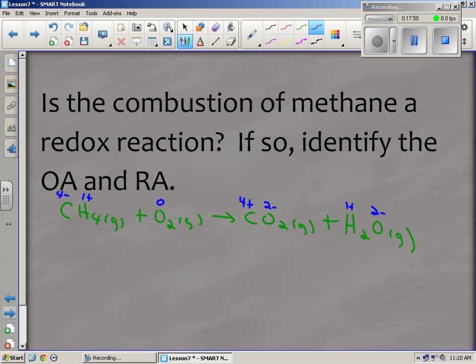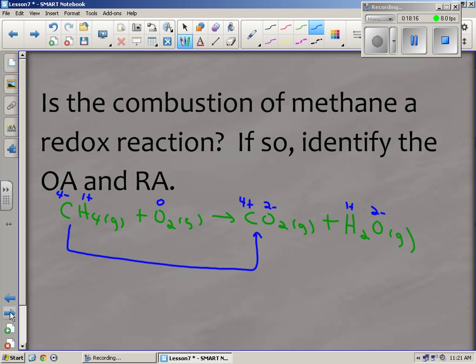What do you think? Yes or no? Is it a redox reaction? Sure it is. Are the oxidation numbers changing? Yep. So it's a redox reaction. This one's going from a -4 to a +4. Okay? And you're going to balance it tomorrow based on that.